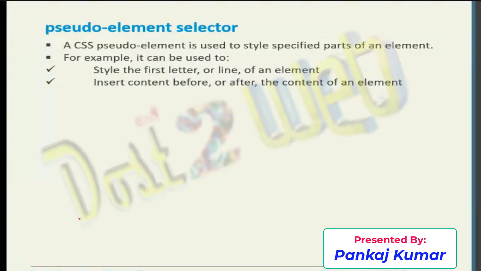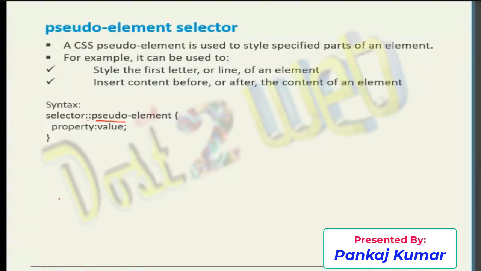And this pseudo element, as I said, will be used for a specific part of an element, such as styling the first letter or first line of the element. You can insert content before, after, and into the element. So when you use the pseudo element selector, it will be like selector, and you have to use a double colon here, then the pseudo element, and whatever property and value pairs you want to define. The previous one was the pseudo class selector.